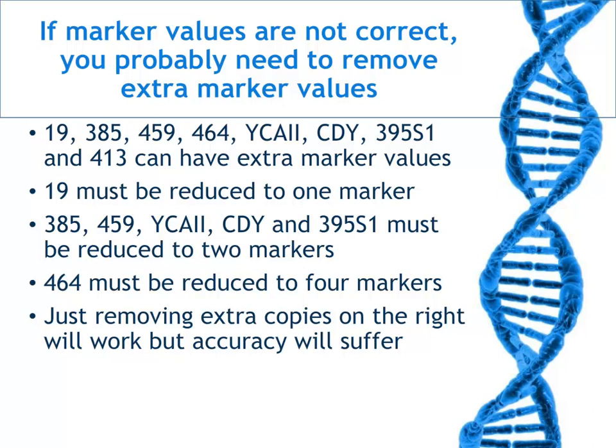Only around 1% of the people will have these extra markers, but you need to know how to handle them when they occur. If you have extra copies for 19, 385, 459, 464, YCA22, CDY, 395S1 and 413, they can all have extra copies of the markers. So you must reduce 19 back to one marker. Most of them reduce back to two markers, and 464 must be reduced to four markers. Just reducing the amount by removing extra copies of the higher values will work, but it won't give you the highest accuracy.